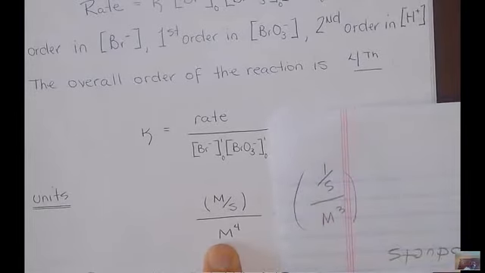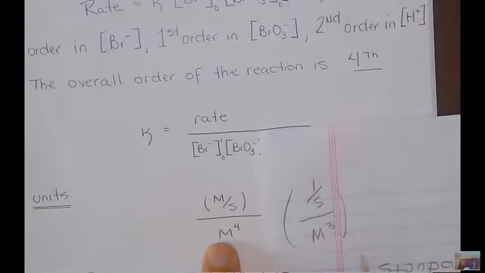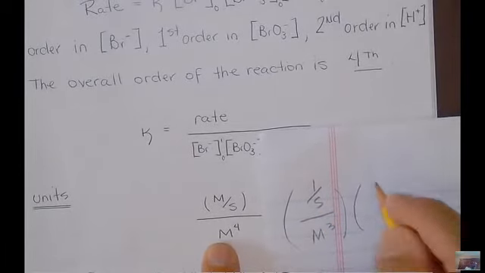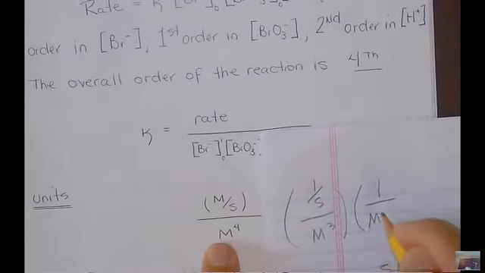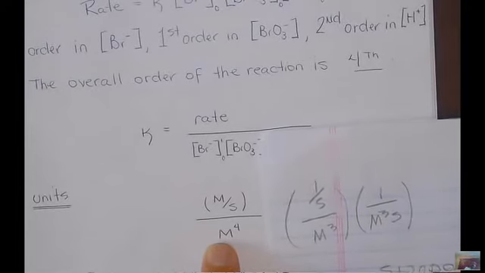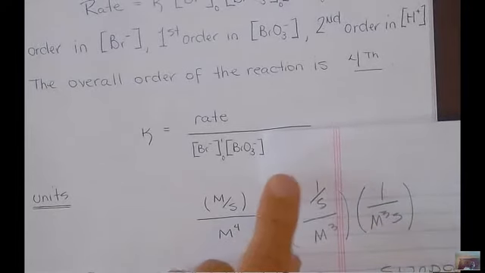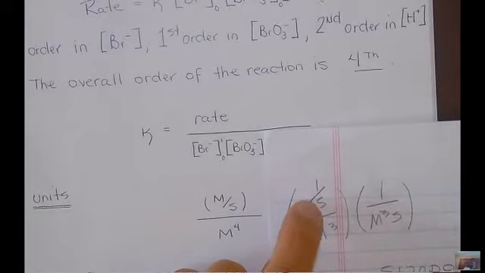But that's super ugly, right? So how can I fix that? This is the same thing as this, right? Because multiplying by 1 over something is the same thing as putting it in the denominator.